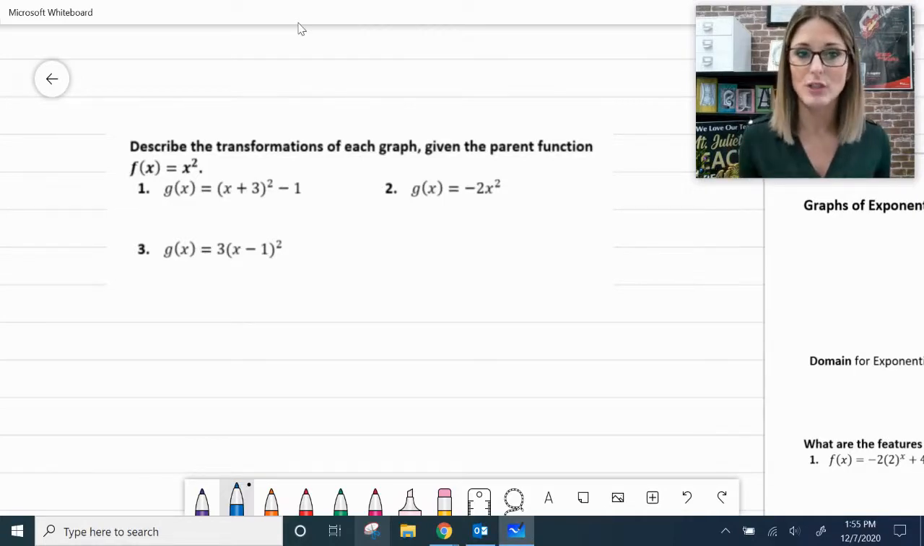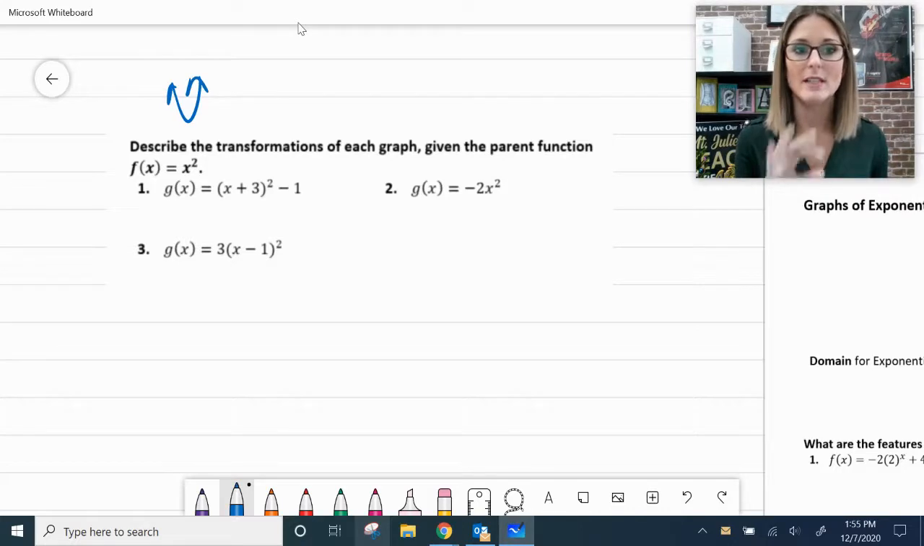The directions describe the transformations of each graph, given that the parent function is f of x equals x squared. So just talking about our plain old parabola, how would these be different? Number one, if g of x was the quantity of x plus 3 squared minus 1. The squared piece is still just giving us our parabola shape. The question is, what kind of transformations have happened? The first thing is the squared is on this entire parentheses of x plus 3. So what does the plus 3 do?